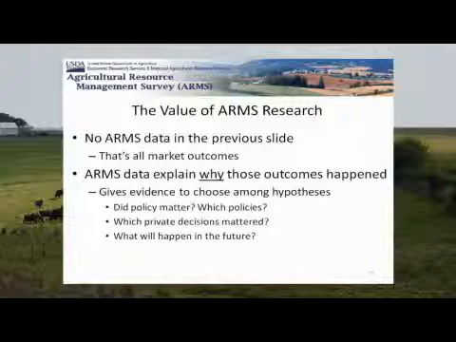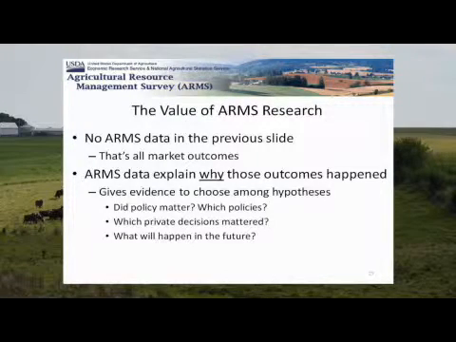Now, what's the value of ARMS research for this type of issue? There was no ARMS data in the slide I just showed you about market incomes. Those are standard numbers that are presented from industry data. What ARMS data does is help explain why and how those outcomes happened. It gives us detailed evidence to be able to choose among different hypotheses, to understand which policies mattered and which didn't, to be able to understand what types of private decisions mattered. It also helps us understand where we're likely to go in the future.